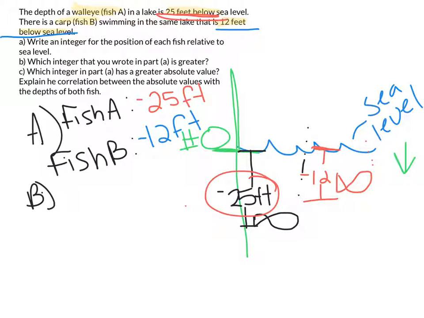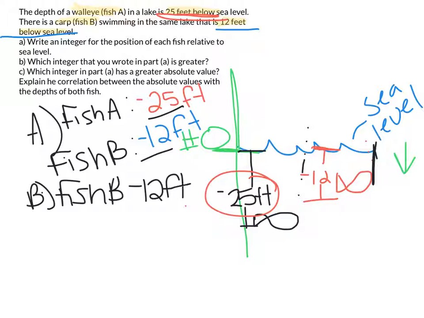Part B says which integer that you wrote is greater. So it's probably like saying which one would I rather have. Remember when we talked about money, we would be talking about negative $25 in comparison to negative 12. So would I rather owe somebody $25 or would I rather owe somebody 12? Well, I definitely would rather owe somebody 12. So the fish that is the closest to the sea level is going to be fish B at negative 12 feet. Okay?